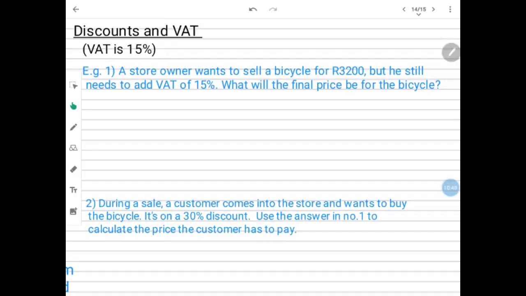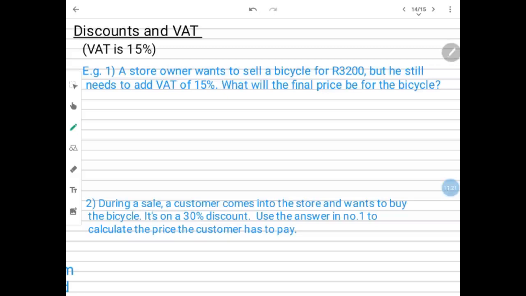First example. Now we're talking from the store owner's perspective. This guy owns a store, and a store owner wants to sell a bicycle for 3,200 Rand. But he still needs to add VAT of 15%. So we're going to take the 3,200 and add 15% to it. What will the final price be for the bicycle?